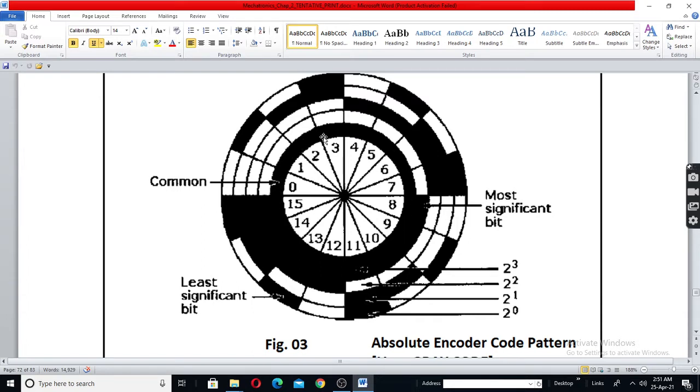Now this is just only material. Don't see the numbers 1, 2, 3, 4. You have to see only 4 tracks in this figure. So here there is what is called as MSB and LSB. More number of pulses means it is the LSB track, and this is the MSB track.